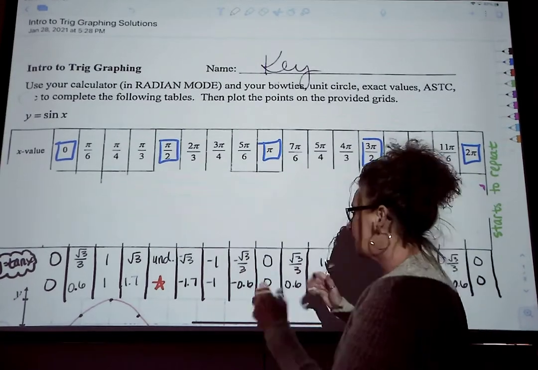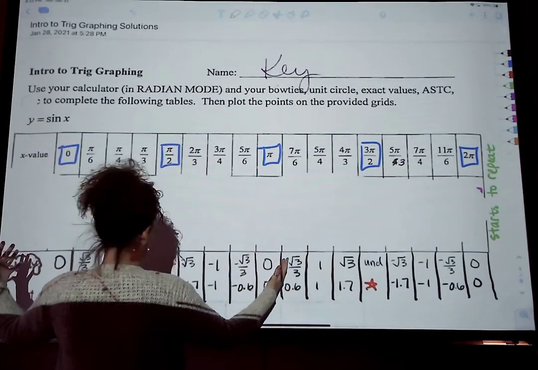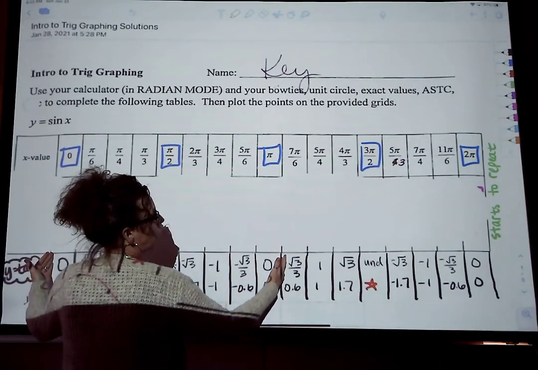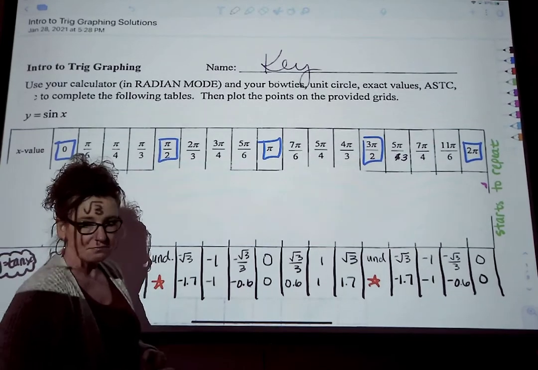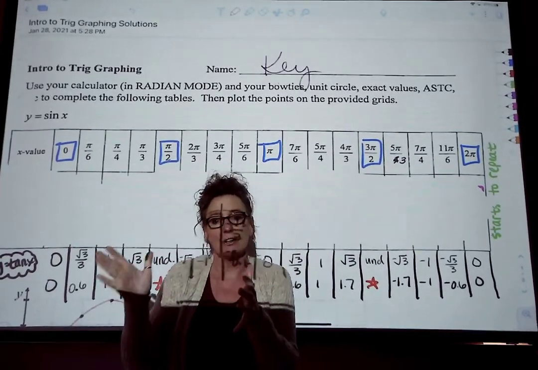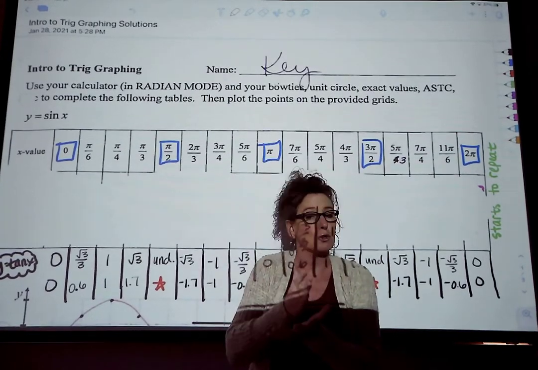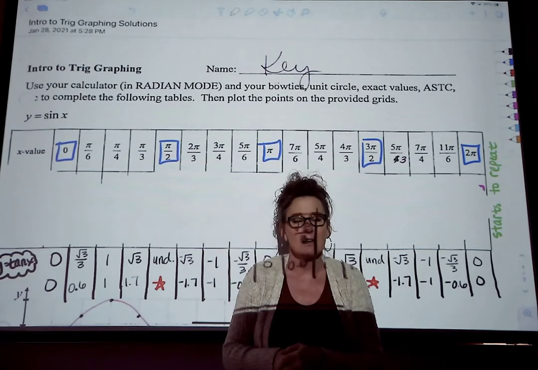It takes tangent a span of 1 pi before it starts to repeat itself. So we're going to say that because tangent starts to repeat itself after 1 pi, the period of a tangent graph is pi.